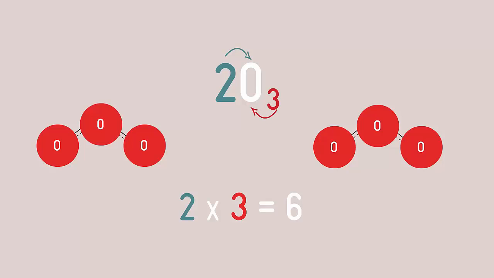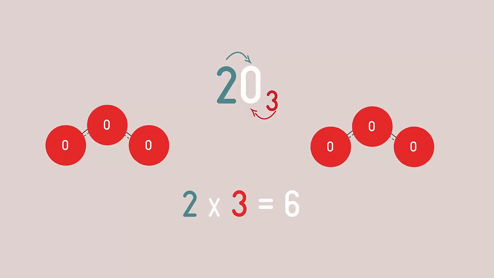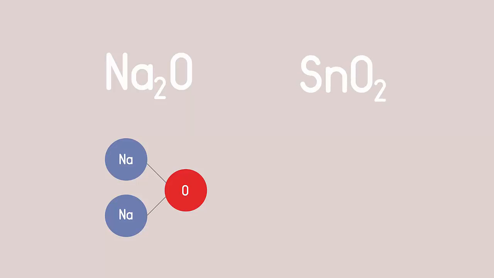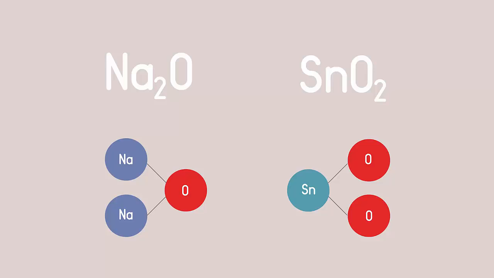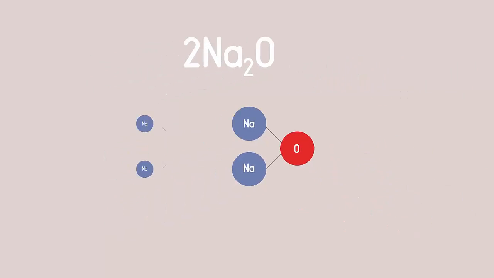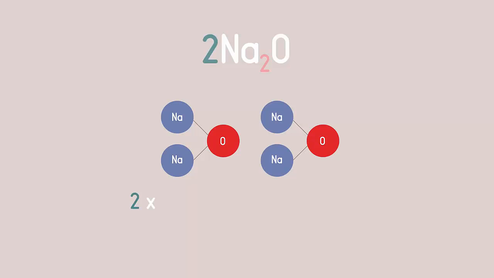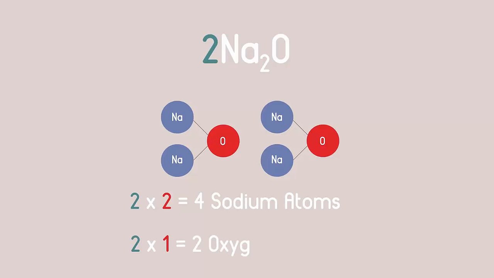Until you are really familiar with using formula symbols like this, it's much easier to draw out the molecules in full, as we have done here. So Na2O has 2 sodium atoms and 1 oxygen atom, whilst SnO2 has 1 tin atom and 2 oxygen atoms. If you have 2 Na2O, you have 2 times 2 sodium atoms. That's 4 sodium atoms. But you only have 2 times 1 oxygen atoms.